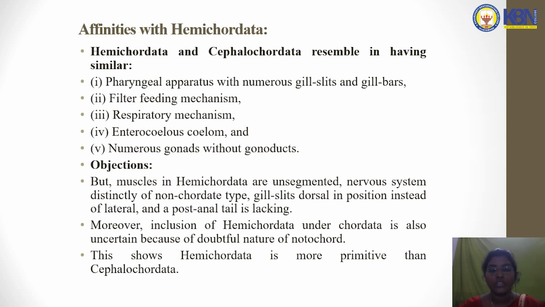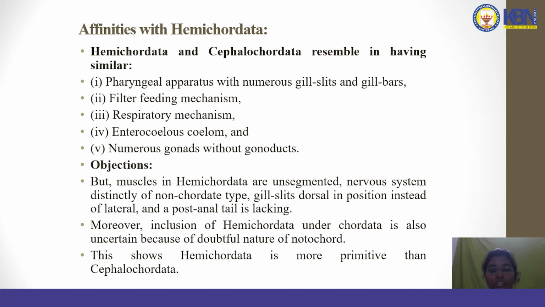But muscles in Hemichordata are unsegmented, nervous system distinctly of non-chordate type, gill slits dorsal in position instead of lateral, and a post-anal tail is lacking. Moreover, inclusion of Hemichordata under Chordata is also uncertain because of doubtful nature of notochord. This shows Hemichordata is more primitive than Cephalochordata.